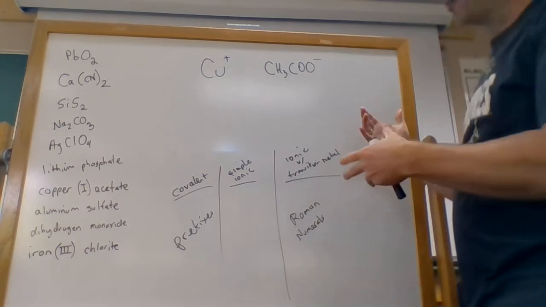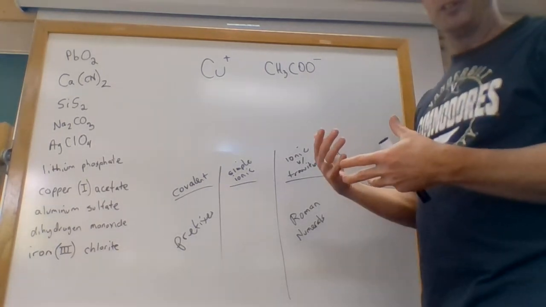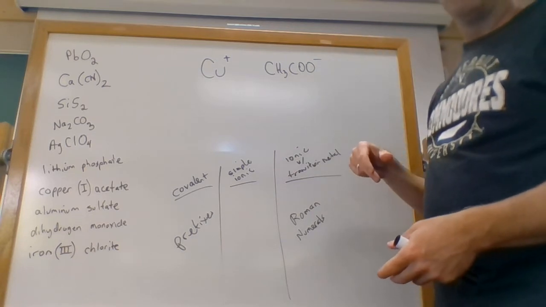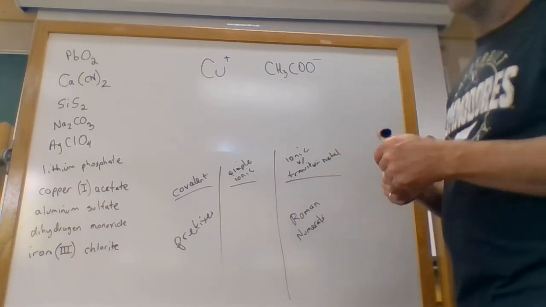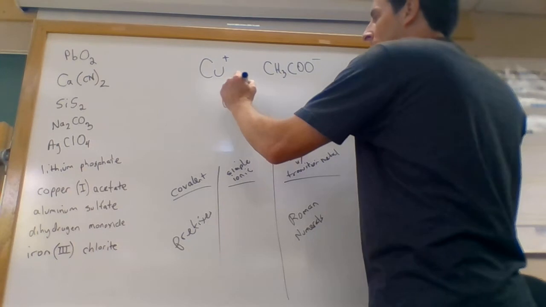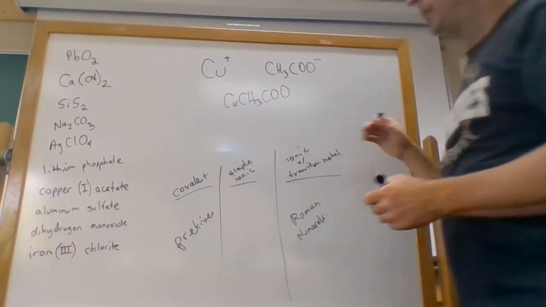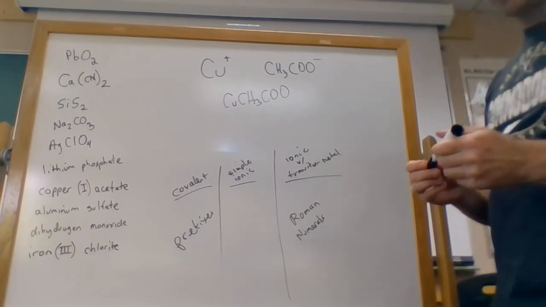When I put them together, the charges have to cancel, because again, this is ionic. But if it's +1, -1, they're good. I just put them together and I'm done. So the formula ought to be CuCH3COO. That's copper 1 acetate.